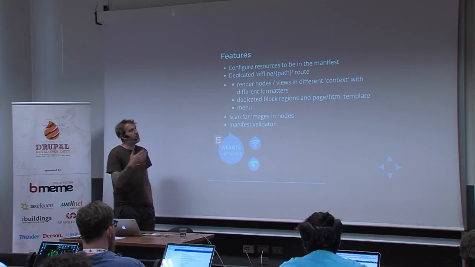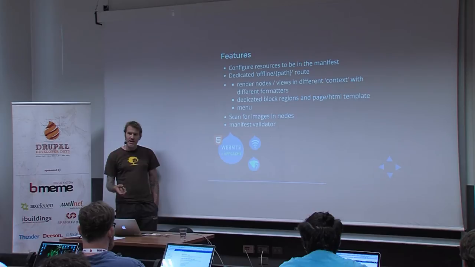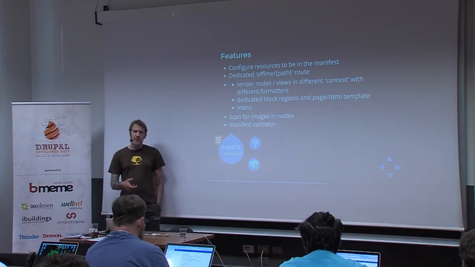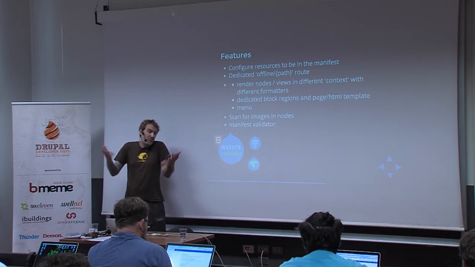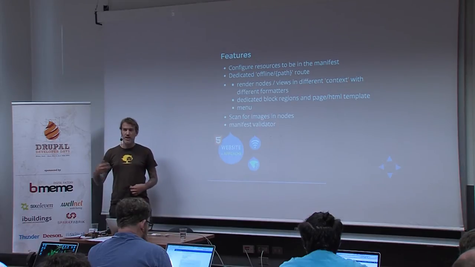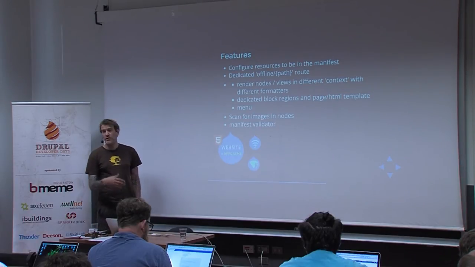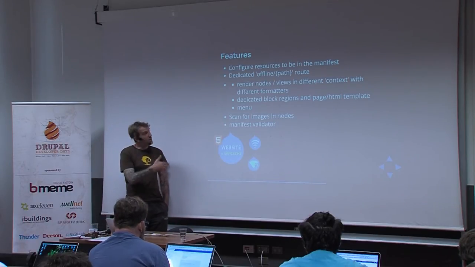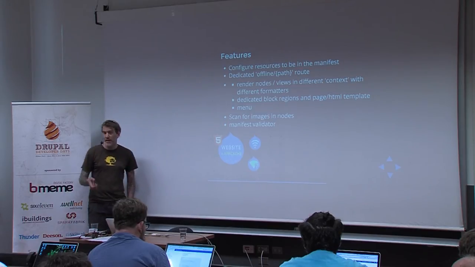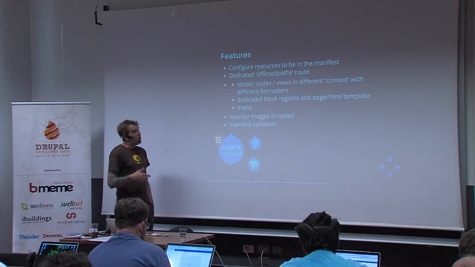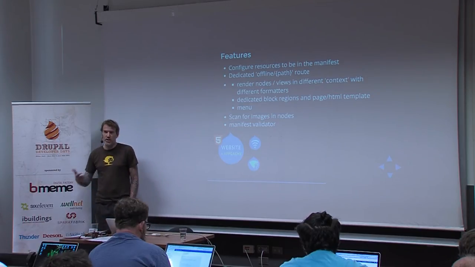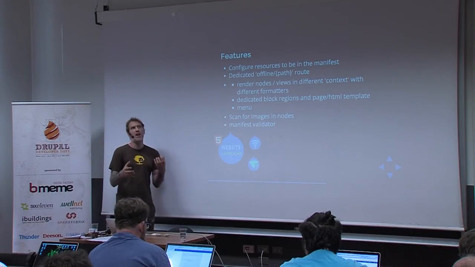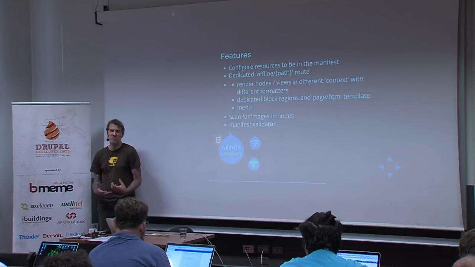Much of the other features are used on the Frontend United website. We have a dedicated offline slash path route. What that does is it renders existing nodes in a different context, like the offline context. You can have different formatters. It's all optional, you don't have to do it, but it seemed like a good idea for us because it also has a feature to have dedicated block regions and a dedicated page in HTML template. Why? If you look at a really dynamic website, you have a lot of blocks on various pages, and if you have to figure out how to get that in your application cache, it's kind of hard.